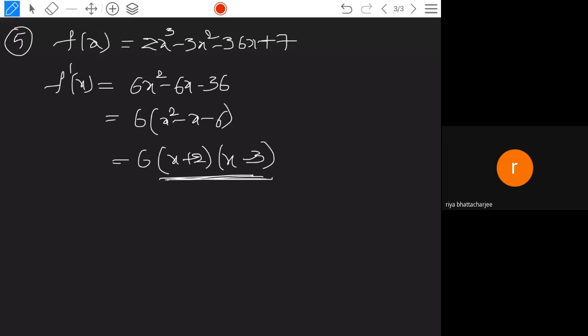This expression is greater than 0. Yes, sir. Complete expression. It is greater than 0 means increasing. It is less than 0 means decreasing. In what interval is it greater than 0? यह greater than 0 चाहिए हमको.